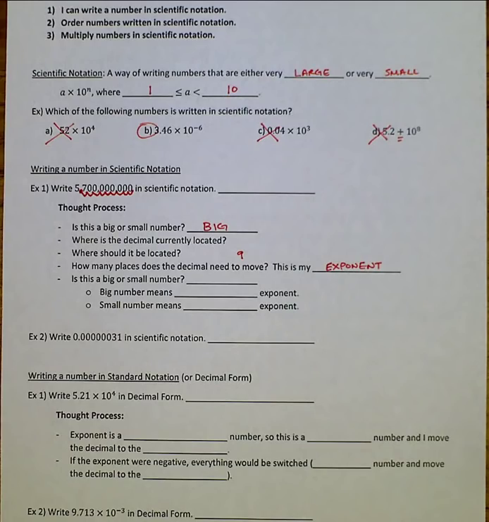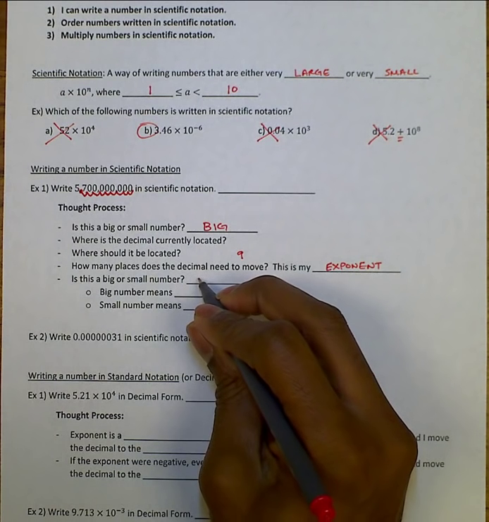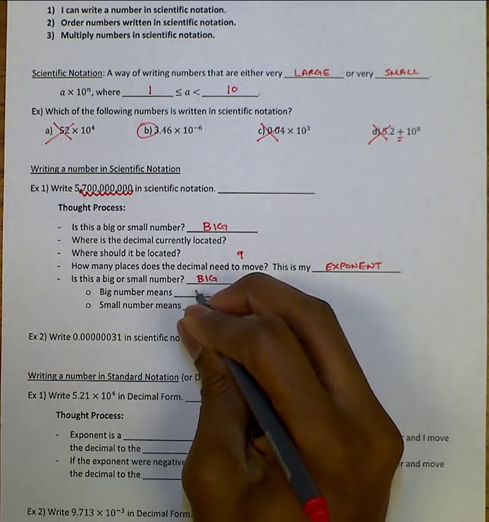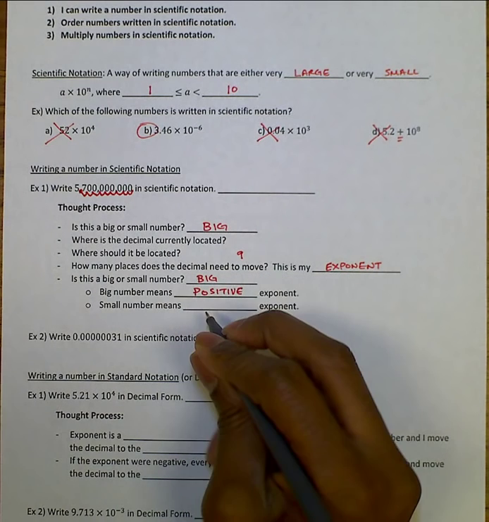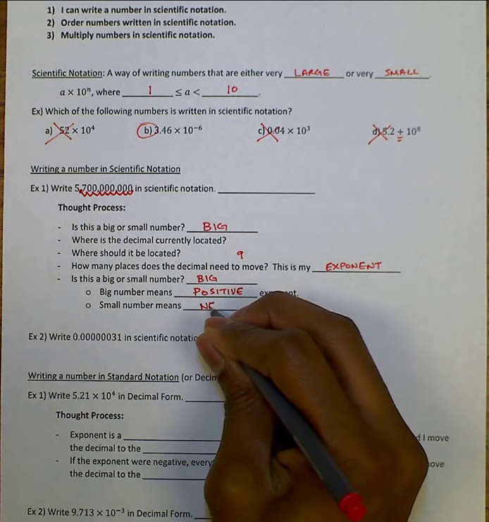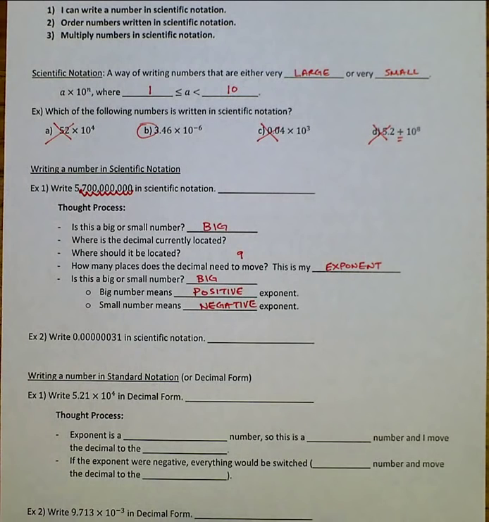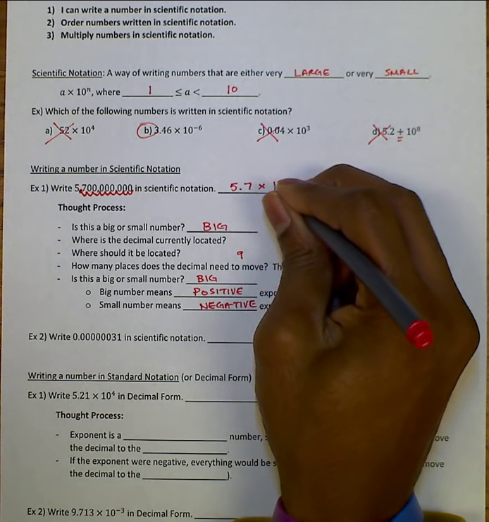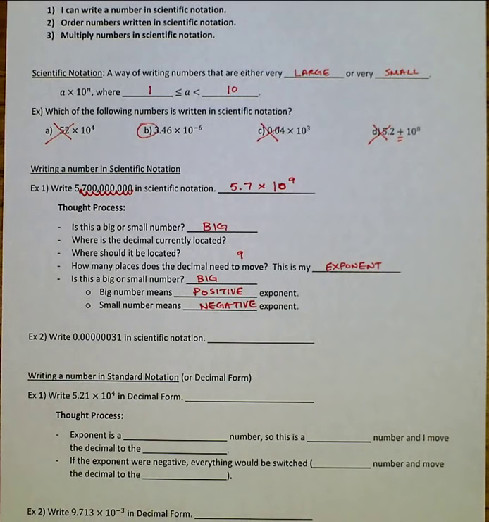Is this a big number or a small number? In this case, it's a big number. I think we've already answered that. Big means that it's going to be a positive exponent. A small number means that it is a negative exponent. So as we've gone through this thought process, we said there's only one place where the decimal can go: 5.7 times 10 to the 9. And that's 5,700,000,000 in scientific notation.